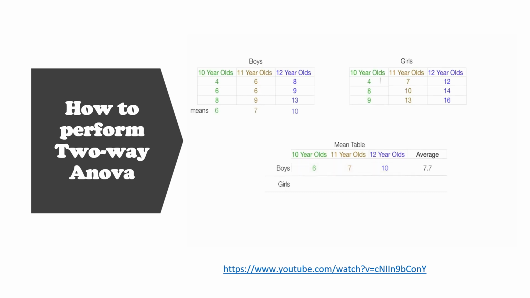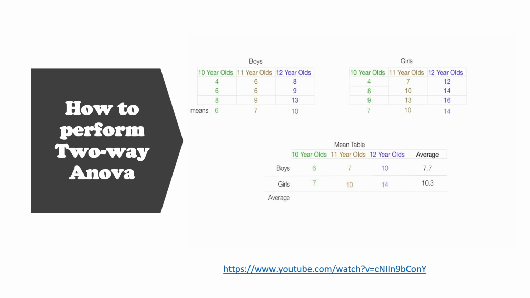Now I do the same thing for the girls. I take the average test score for 10-year-olds, which is 7. Then I take the average test score for 11-year-old girls, which is 10. The average test score for 12-year-old girls, which is 14. So the average for all the girls turns out to be 10.3.